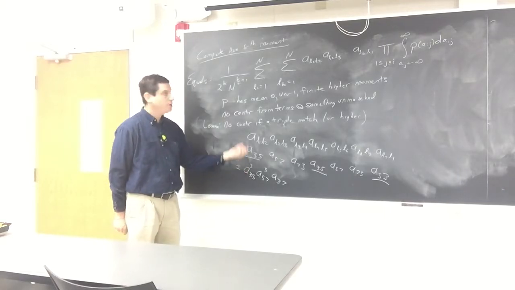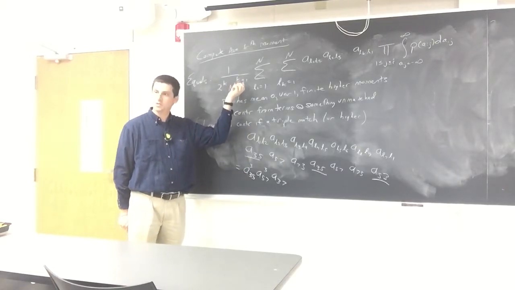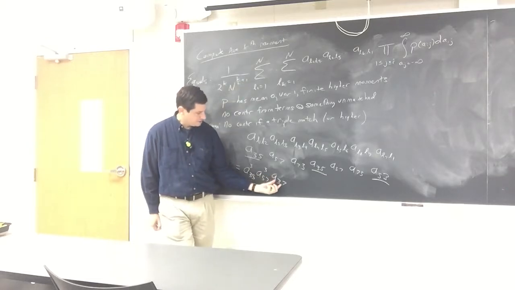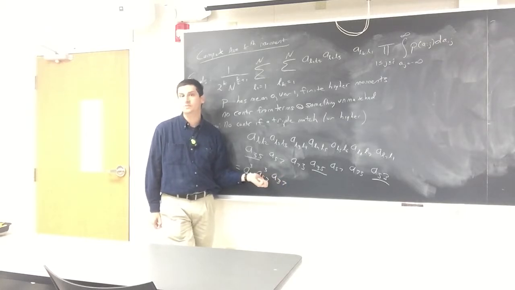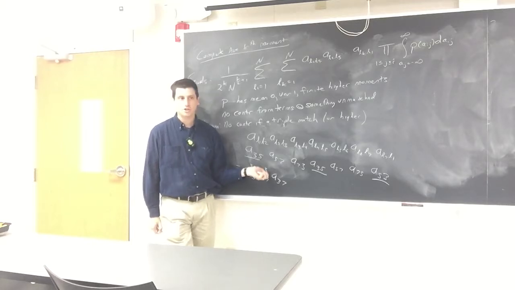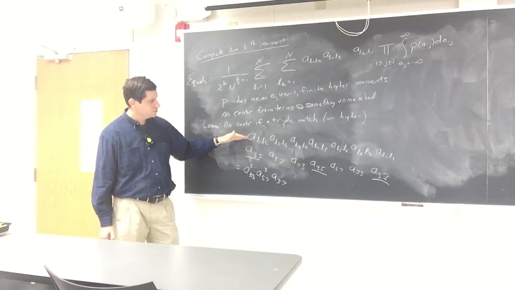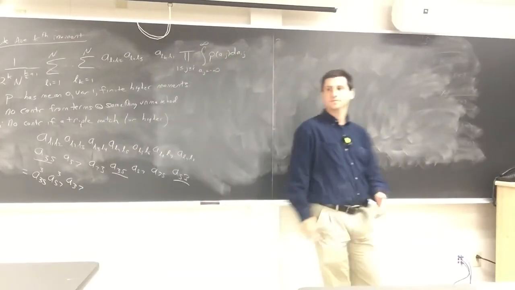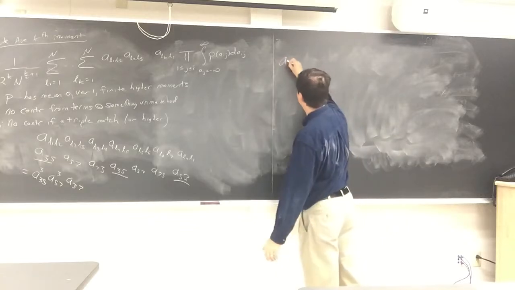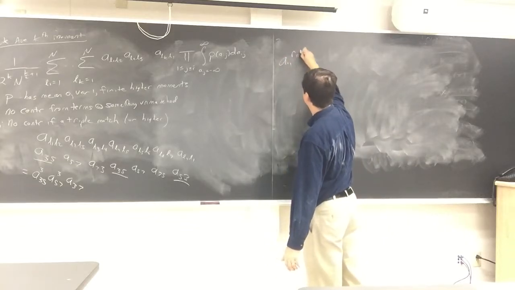It will contribute, but when you divide by n to the k halves plus 1, it will go to 0 in the limit. So this is enough to be 0 for all values of n, because it has mean 0. If you have a triple, the contribution in the limit will be 0 because of the high power of n you're dividing by. So when we have an expression like this, we can write any expression as a11 to some power of L1 through Lk.